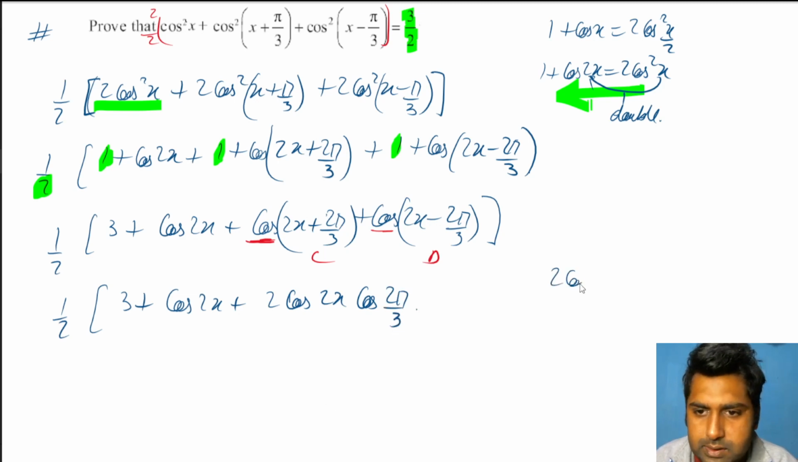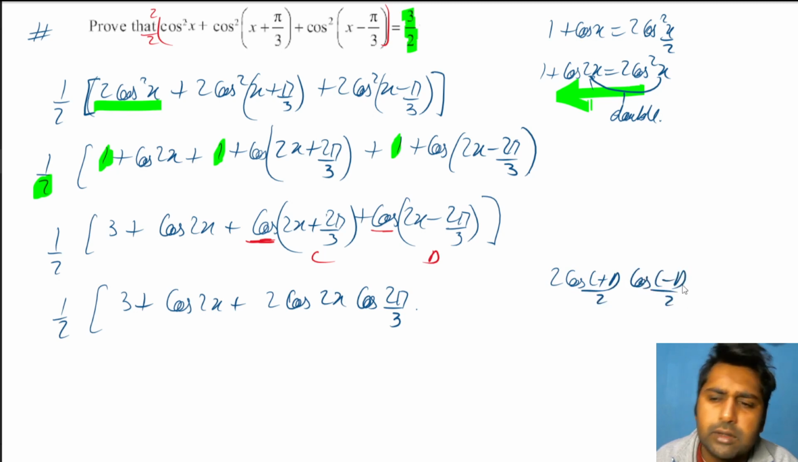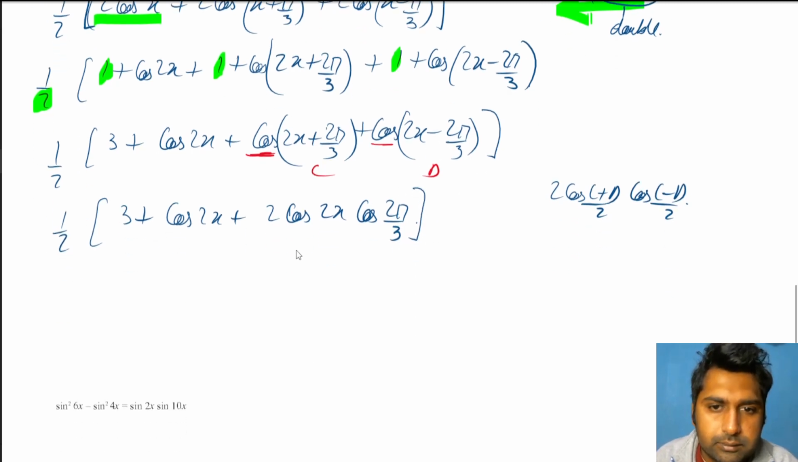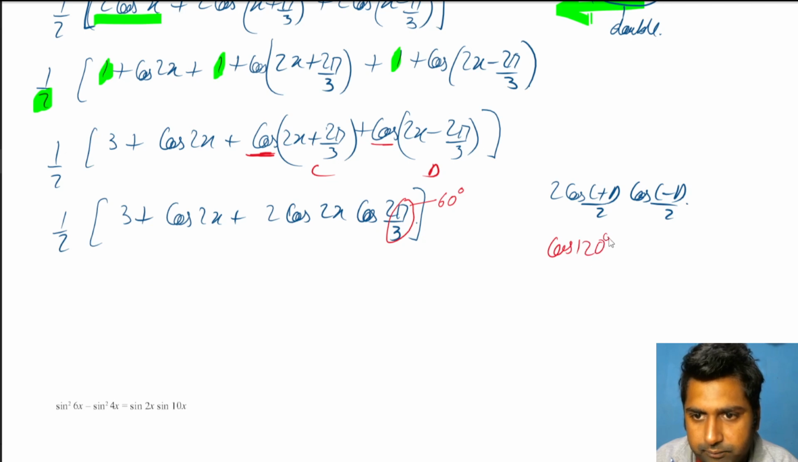Okay, 2 cos C plus D by 2, cos C minus D by 2. This is what I have done. Add them, divide by 2, subtract them, divide by 2. Now 2 pi by 3 is a standard angle. Pi by 3 is a standard angle, na? I told you to remember this. Pi by 3 is 60 degree. So 60 degree into 2, this is 120 degree. So what is cos 120 degree? This is cos 180 minus 60. That means minus of cos 60 degree, which is minus 1 by 2.